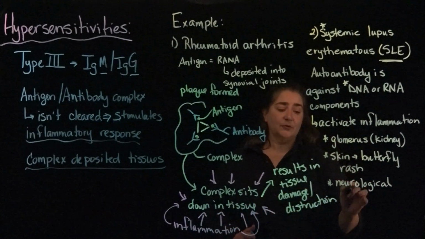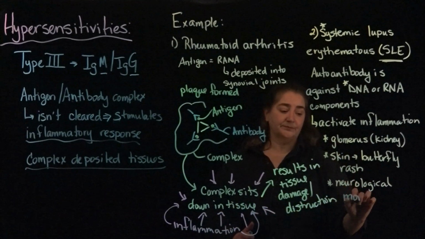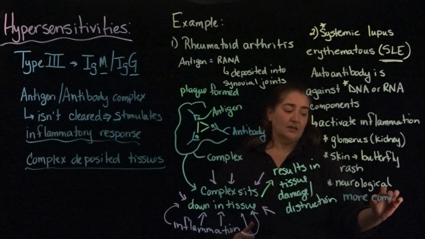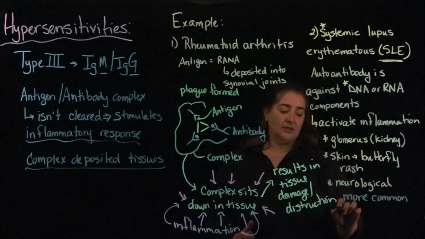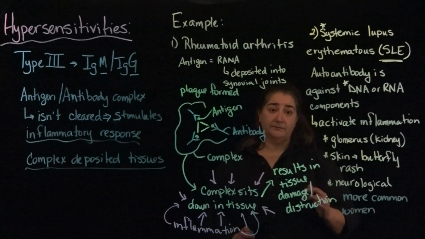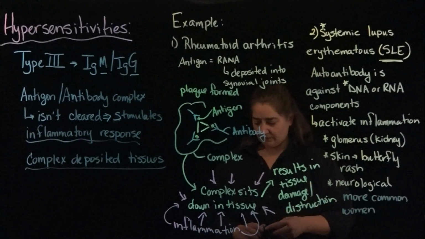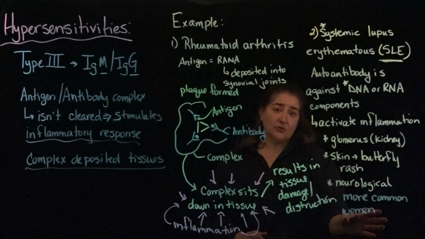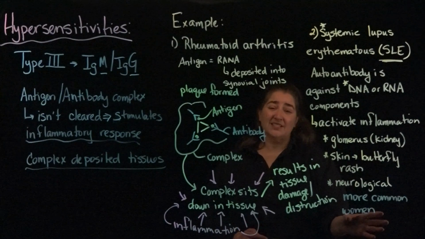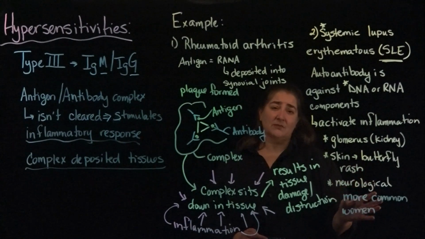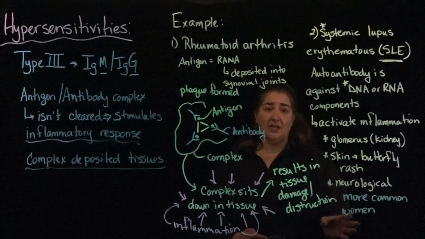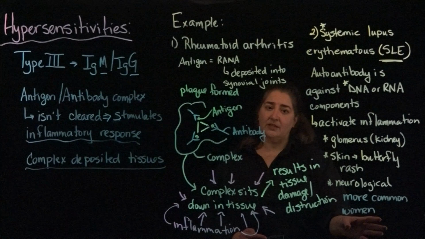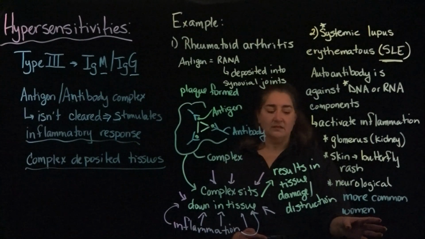With systemic lupus, it's much more common in women as compared to men, or females. And that's going to be true of any of our autoimmune diseases. Autoimmune diseases do tend to be more prevalent in women than men. It's not entirely clear why that is.